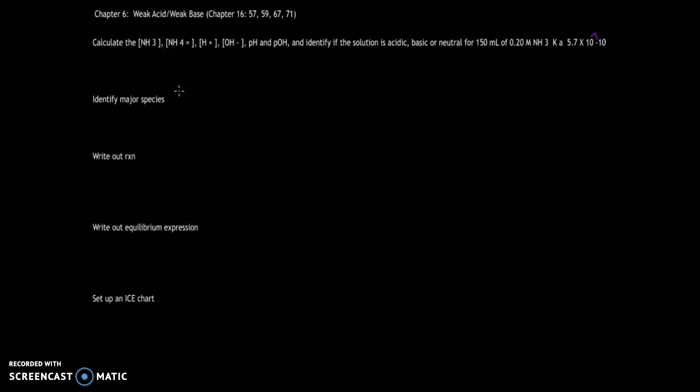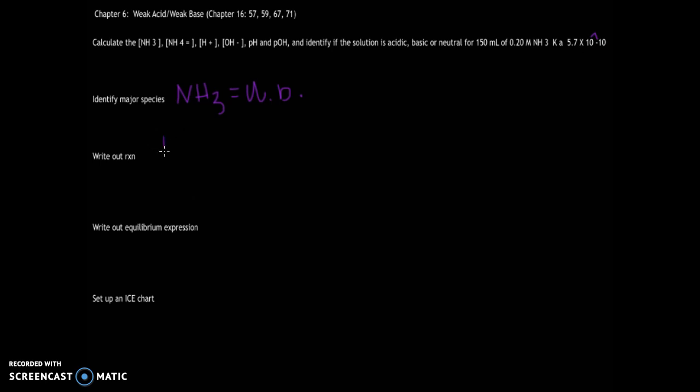Identify the major species. Okay, it is ammonia. That's not the important part. The important part is, what is ammonia? Ammonia is a weak base, okay? That is the major part of identification, a weak base. Knowing what weak bases do and how they act is what will determine how we go about solving this problem, okay? So, write out the reaction.